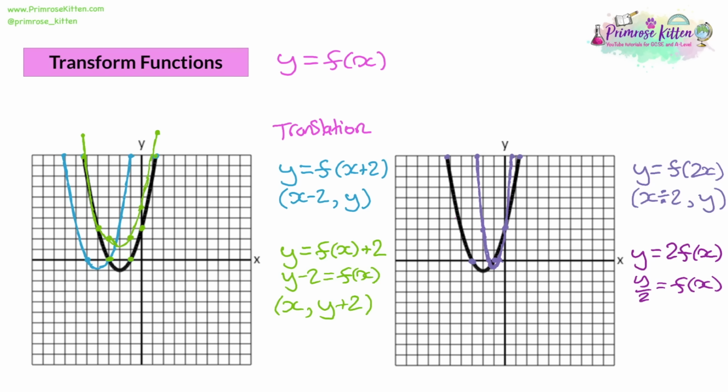Now, as usual, it does the opposite of what you'd expect. So if you're dividing the y coordinate by 2 in the equation, in our answer, we're going to be multiplying it by 2. So this will be y times 2. So we multiply all the y coordinates by 2.